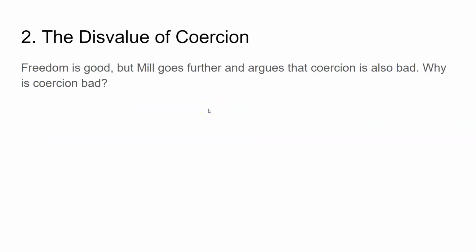Okay. Argument number 2 from John Stuart Mill. The disvalue of coercion. Freedom is good, but Mill goes further and argues that coercion is also bad. Why is coercion so bad? What's wrong with preventing people from making silly or stupid or counterproductive choices?